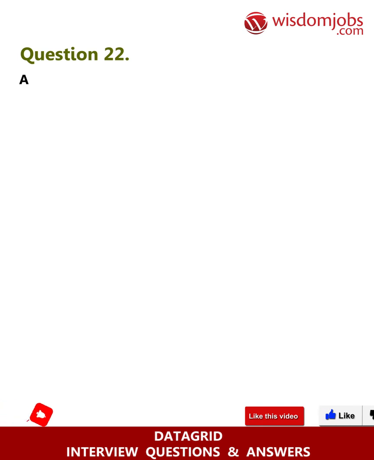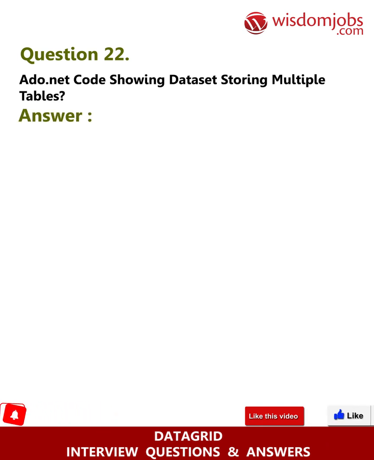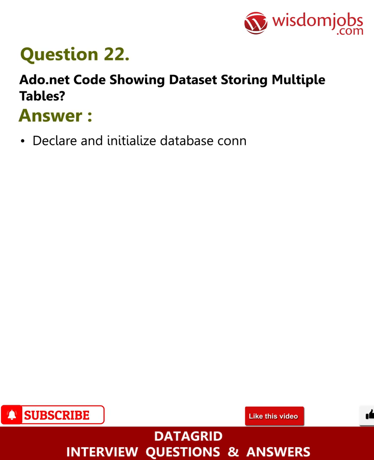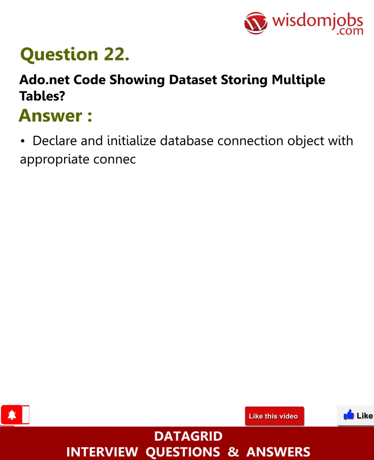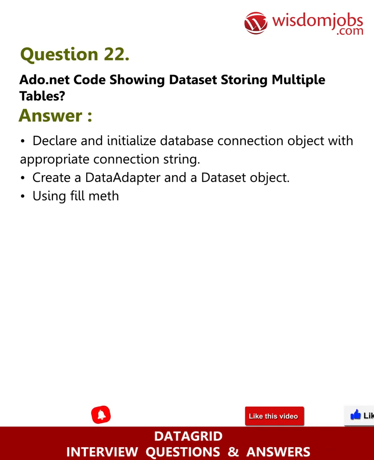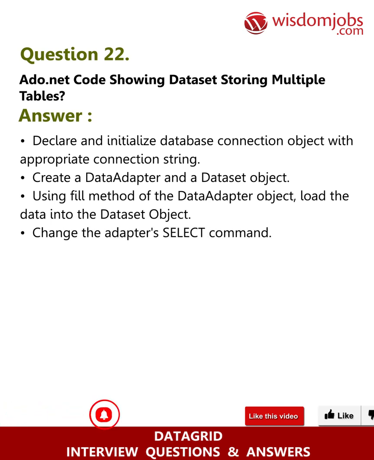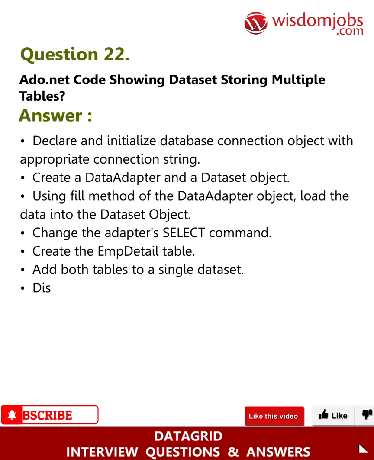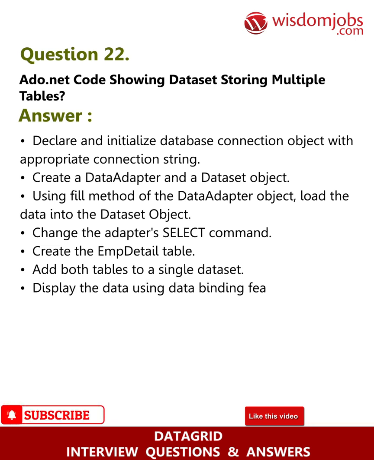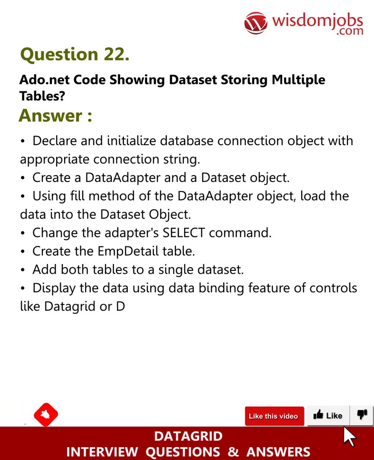Question 22. A .NET code showing dataset storing multiple tables. Answer. Declare and initialize database connection object with appropriate connection string. Create a data adapter and a dataset object. Using fill method of the data adapter object, load the data into the dataset object. Change the adapter's select command. Create the empty tail table. Add both tables to a single dataset. Display the data using data binding feature of controls like DataGrid or DataList.